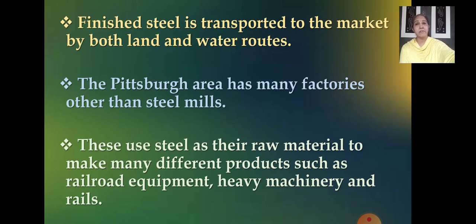So children, you have seen iron and steel. That is the reason it has been called the backbone of industry, right? Because iron and steel are used as the raw material for each and every other industry, for each and every machinery, right? This is what you have seen.